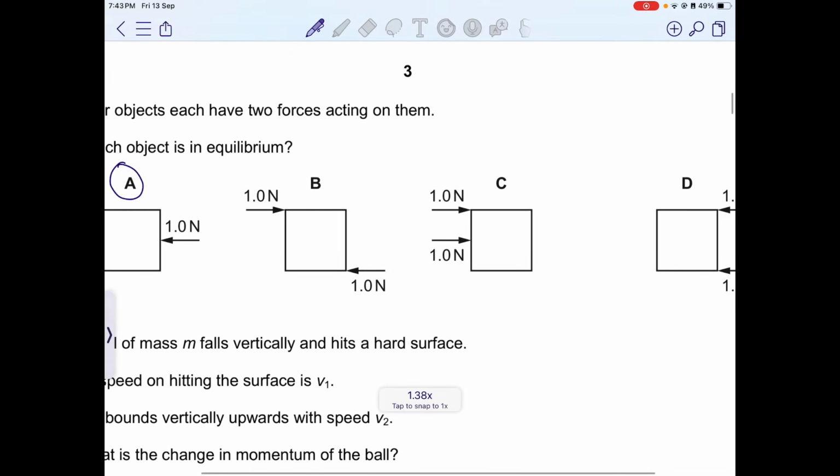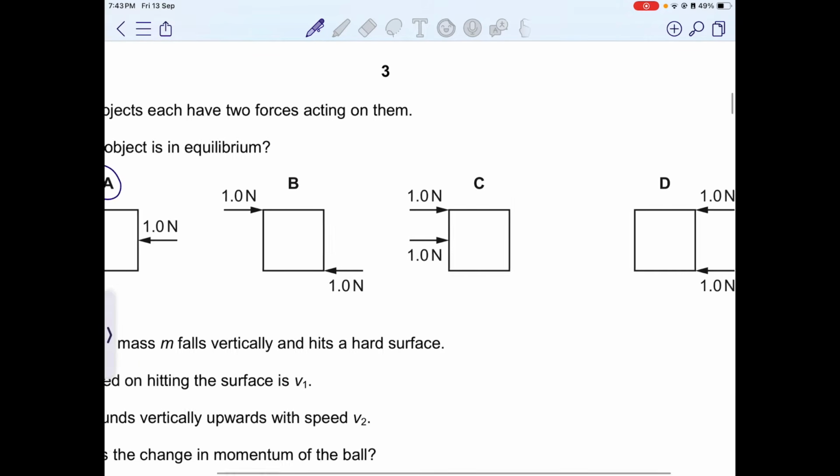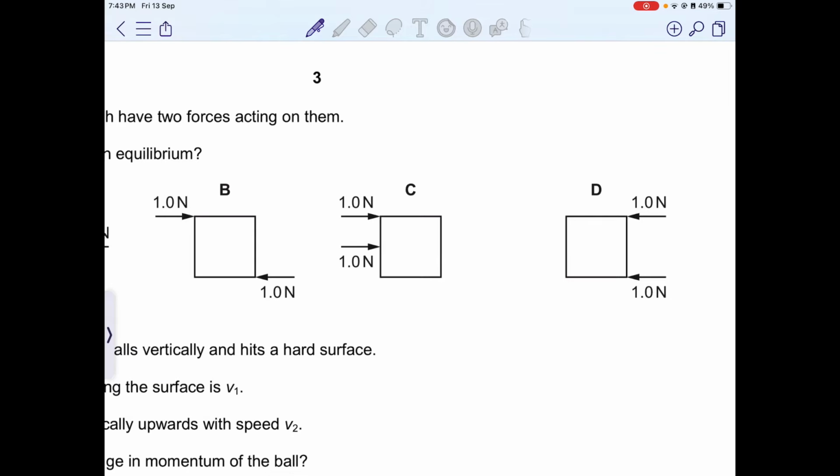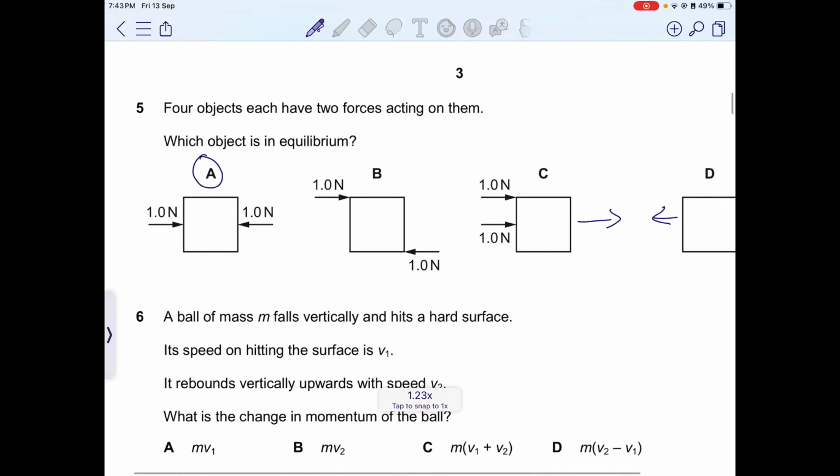Option B wouldn't be, because this force is acting on this side, so it will produce a turning effect. The resultant moment is not zero. And if you see C, the object will be pushed towards this direction, and for D it will be pushed towards this direction. So all of them are wrong, only A is correct.